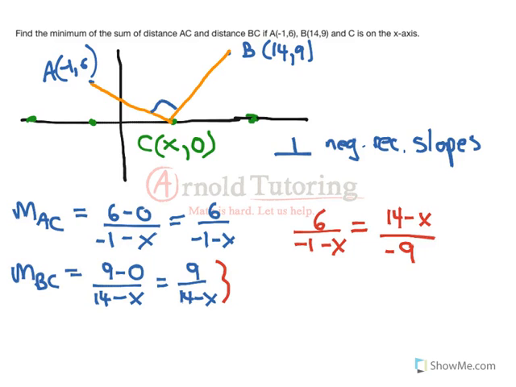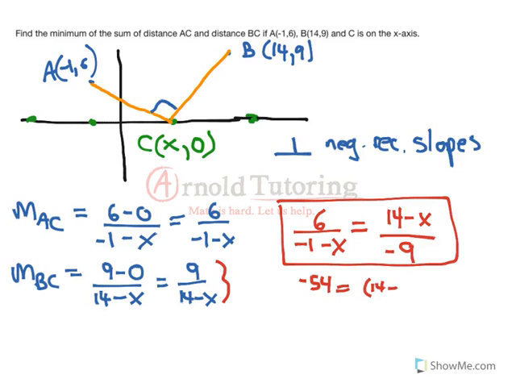So if we can hold this true, that proves they're right angles, and that should minimize the distance of the two lines. So I'm going to cross multiply, and I'll get -54 equals 14 minus x times -1 minus x. Again, I just multiplied the -9 up to the 6 and the -1 minus x up to the 14 minus x. Here we could do some quadratic math, but if we don't want to, it's actually quite straightforward.